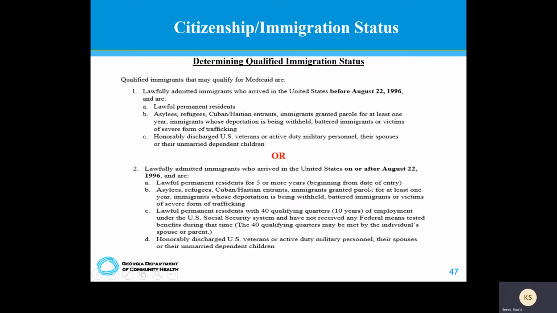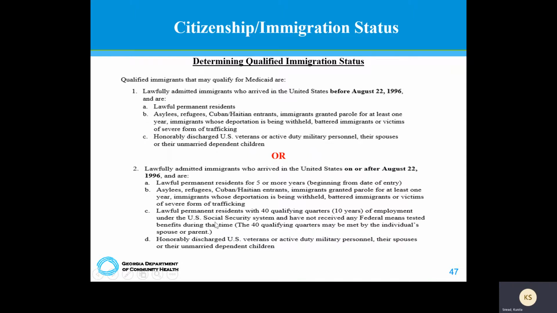If they enter the United States on or after August 22nd, 1996, then they need to fit one of these criteria in A, B, C, or D for number 2. So A is that they are a lawful permanent resident, but they have to have been here at least 5 years. B is the same as in number 1 about the asylee, refugee, Cuban, Haitian entrants, immigrants granted parole for at least 1 year, if their deportation is being withheld, if they're battered immigrants, or victims of severe trafficking.